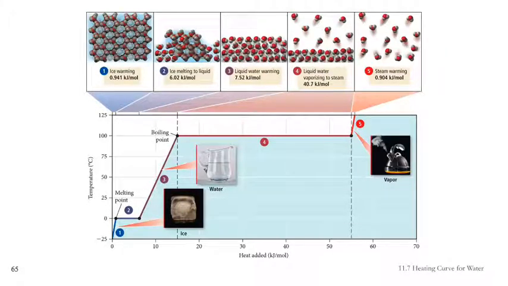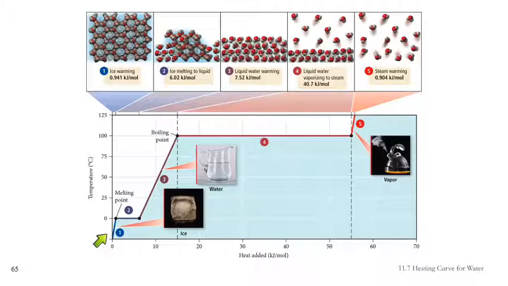Okay, so here is a heating curve for water. And this is expanded, and we're looking at a temperature range from minus 25 degrees Celsius up to 125 degrees Celsius. Adding heat, and here the heat added actually has numbers on it. And what we're doing here is we're looking at the amount of heat for 1 mole. This is all for 1 mole of water.